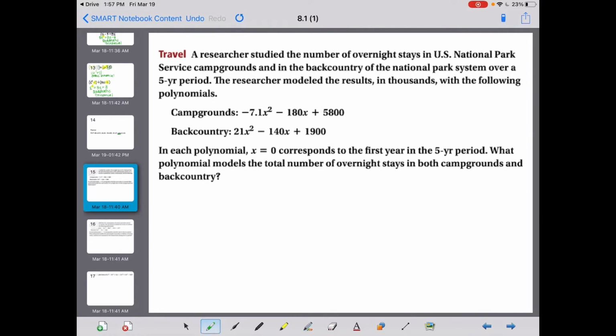Chapter 8, Section 1, Part 2 is only a couple slides because we're actually going to work on adding and subtracting these polynomials. We're just going to jump right in here with some word problems.